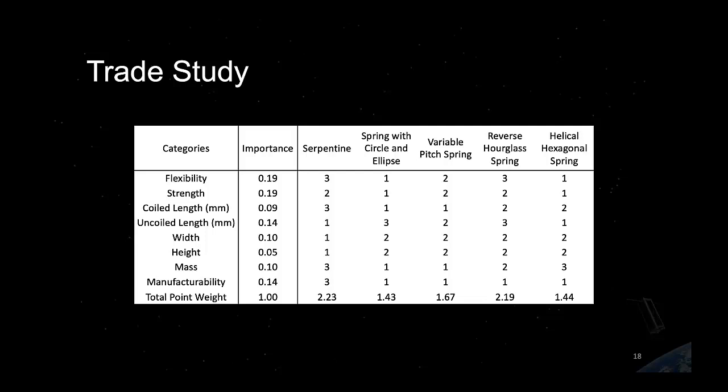We also rated strength at being one of the highest, just like the flexibility at 19%, because those are the two main categories that we were looking at. We also had some design constraint, and due to that, we had to also look into the coil length, and that's something that we were able to make adjustments on. We also looked at the uncoil length as well because at the end that's also part of the system design requirements that we had. And when it comes to the width and mass, we rated those next at 10%.